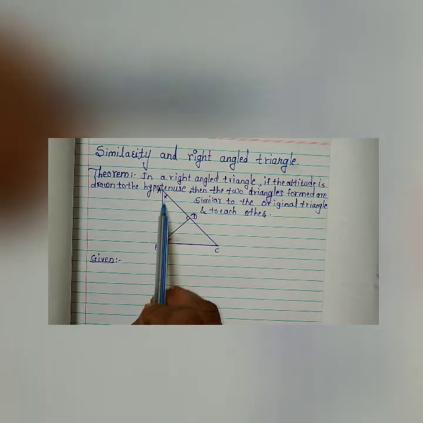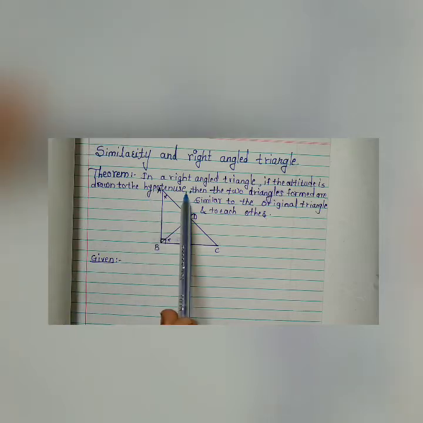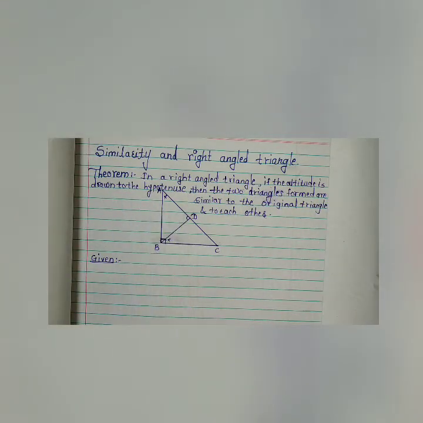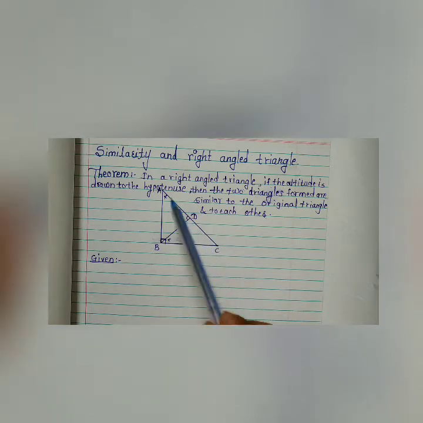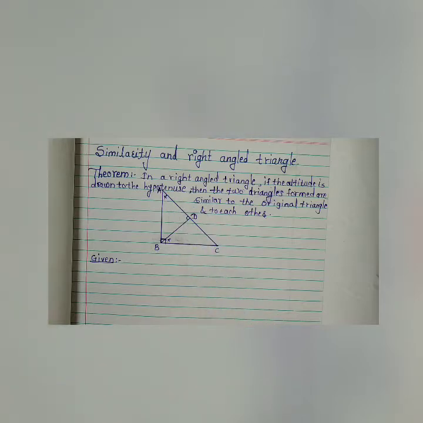This is the figure, triangle ABC. And what is the statement of the theorem? In a right angle triangle, if the altitude is drawn to the hypotenuse. Okay, this is the right angle triangle. Triangle ABC is a right angle triangle, and BD is the altitude on the hypotenuse. Here AC is the hypotenuse. Then the two triangles formed are similar to the original triangle and to each other.